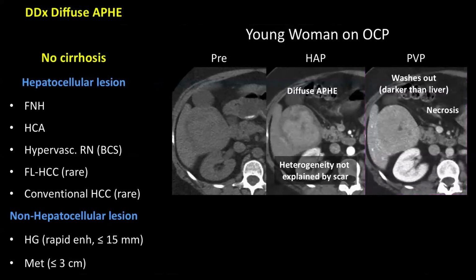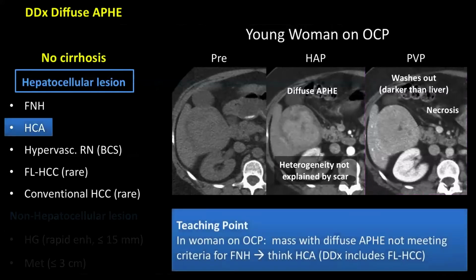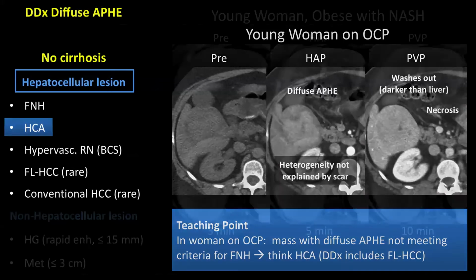Okay, so what do we think this is? Well, this mass is about 7 centimeters in size. So it's not one of those things because those are too small. We are left with what? Well, FNH is the most common, but this doesn't look like an FNH. So we go to the second most common, hepatocellular adenoma. And the teaching point is that in a woman on oral contraceptive pills, a mass with diffuse APHE that does not meet the criteria for FNH, think hepatocellular adenoma as your number 1 diagnostic consideration. In the back of your mind, though, remember that the differential does include fibrolamellar HCC.